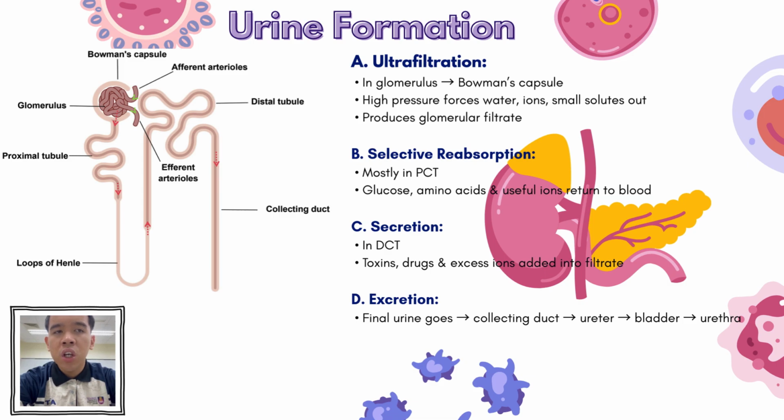Finally, excretion happens when the urine flows through the collecting duct, ureter, bladder, and then out through the urethra. Even though we filter about 180 liters of fluid a day, only around 1.5 liters become urine.